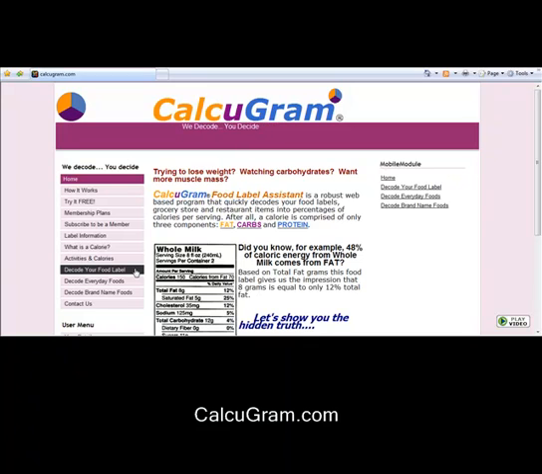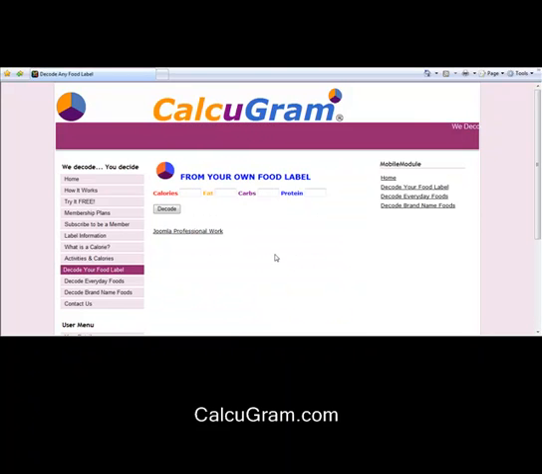Under Decode Your Food Label, we're going to click on that, and it does bring up the most important aspect of decoding a food label. I'm going to click on the box for calories, and I have a food label in front of me which shows me that there are 190 calories. So I'm going to enter that in. That's per serving, by the way. And I'm going to enter the total fat grams, which is 6. There are 24 total carbohydrates, and total protein grams is 10.